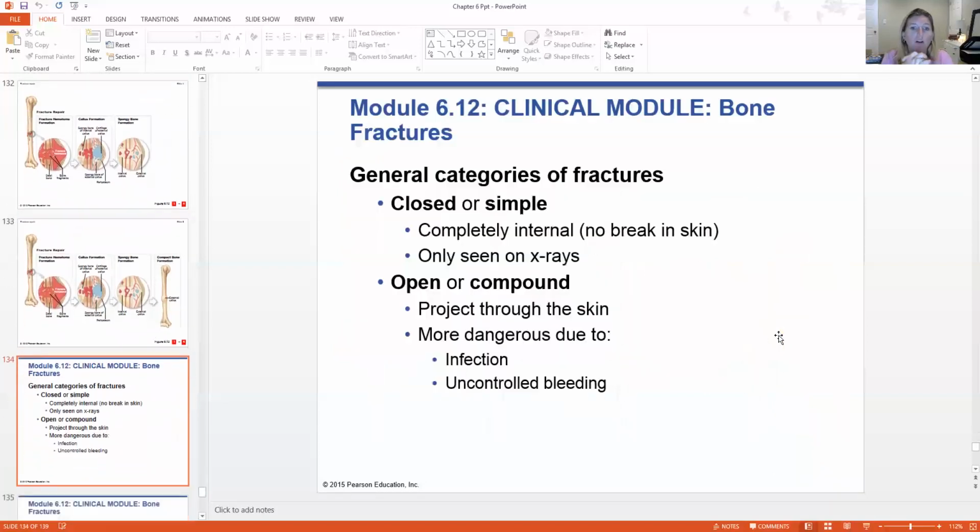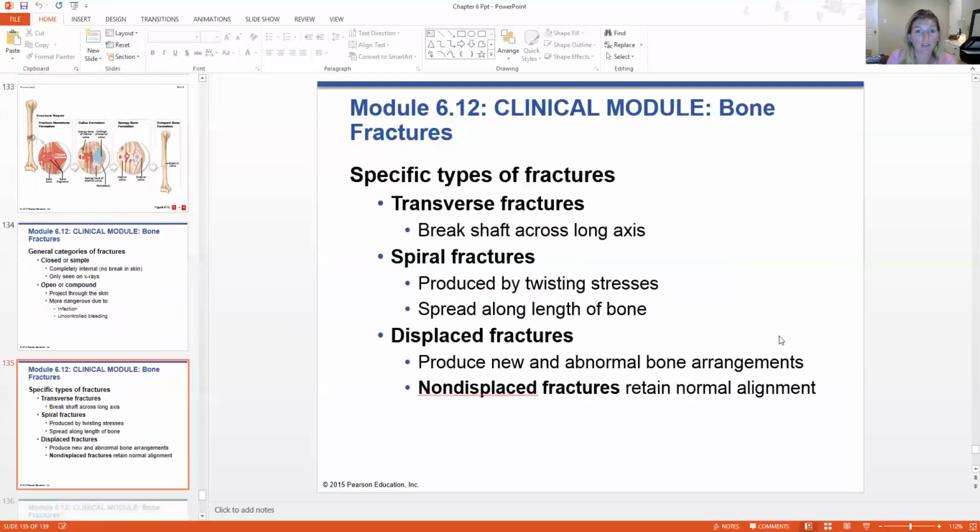So there are several categories of bone fractures. They can be closed or simple, where there's just an internal break, there's no break in the skin. You can only see it on x-rays. Or it can be compound or open. This is where the bone's actually coming through your skin, much more damage, because once it's through your skin, you're through your first line of defense, right? Much more possible to not control the bleeding and to get infection.